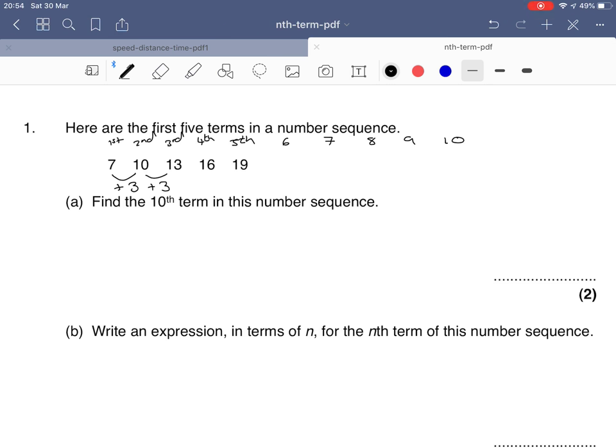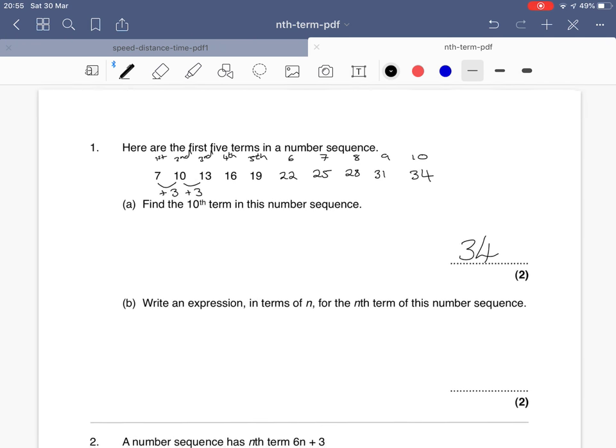So to find the 10th one, I could just carry on going up to 10. It wouldn't take me long. So 19 add 3, that's 22. 22 add 3, that's 25. 25 add 3, that's 28. 28 add 3, that's 31. And 31 add 3 is 34. So the 10th term in the sequence is 34.